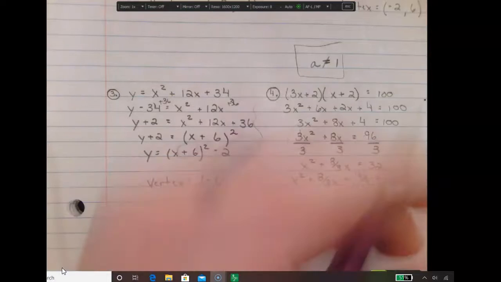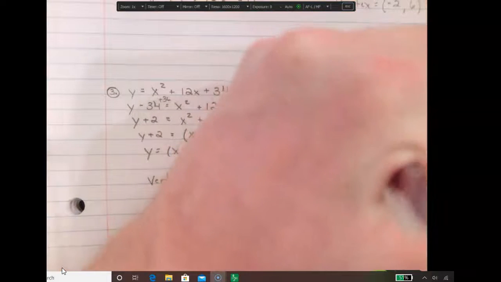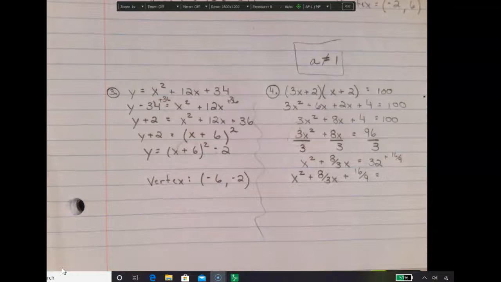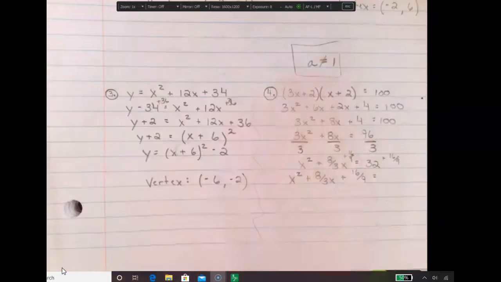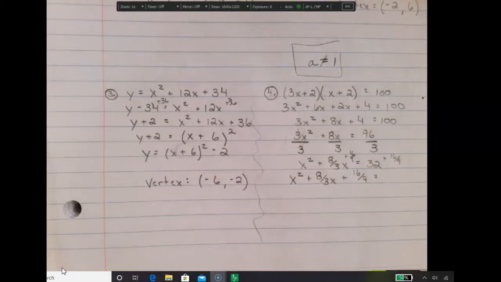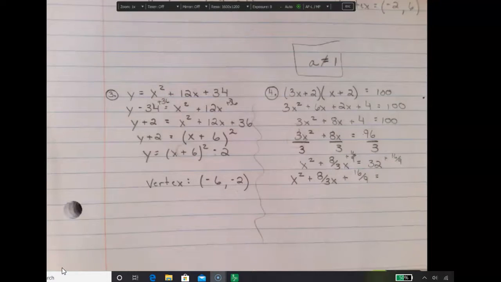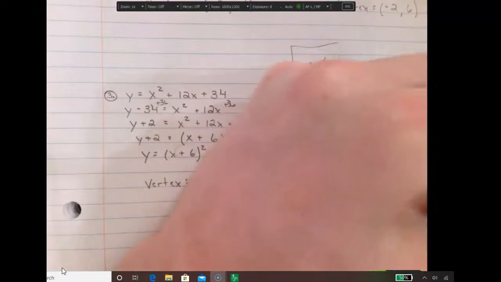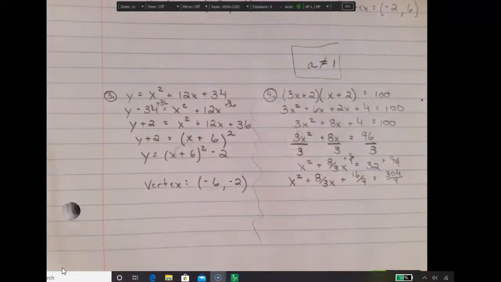Last but not least, take your 32, and you also need to add 16 over 9 to it as well. So make sure that you're adding the 16 over 9 to both sides. Come back over here, do your 16 divided by 9 plus 32. Again, I would probably still continue to leave all this as a fraction. So 304 over 9 is going to be what this is then equal to.